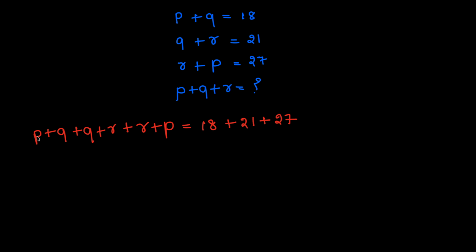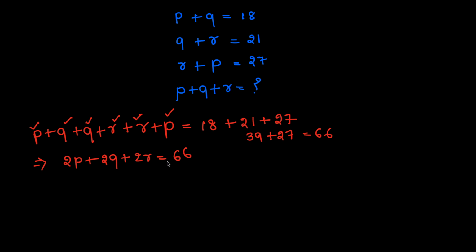Let's combine the terms. We have 2 P's, 2 Q's and 2 R's. So we get 2P plus 2Q plus 2R equals 18 plus 21, which equals 39, 39 plus 27, which equals 66. So 2P plus 2Q plus 2R is nothing but 66.